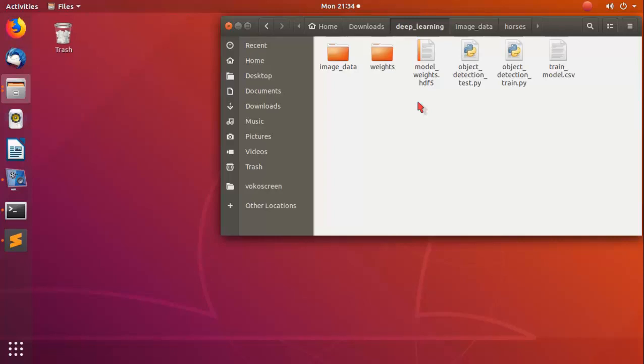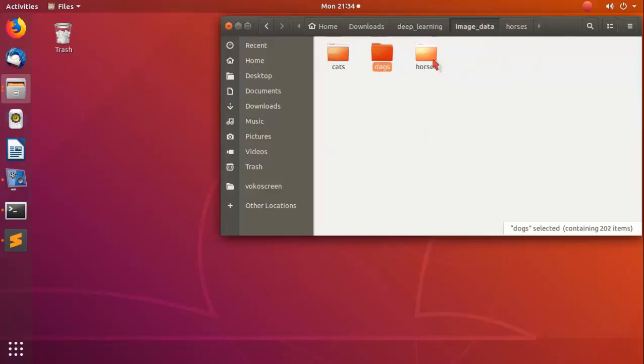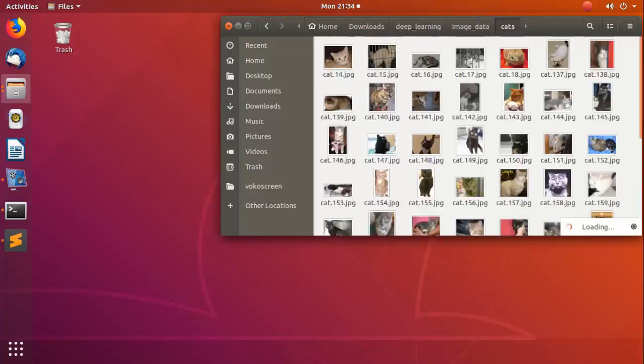In this video I'll show you an object detection model on custom data. There are two folders, one is train and the other one is test. Here is our image data. There are three classes: cat, dog, horses.